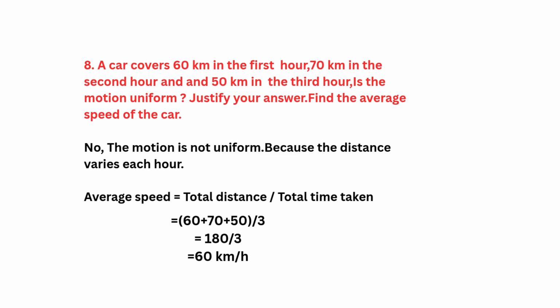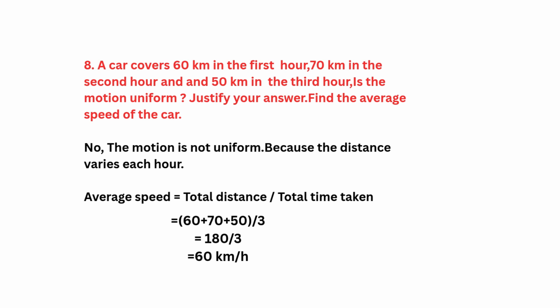Next one is question number 8. A car covers 60 kilometers in the first hour, 70 kilometers in the second hour, and 50 kilometers in the third hour. Is the motion uniform? Justify your answer. Find the average speed of the car. Answer: no, the motion is not uniform because the distance varies each hour.